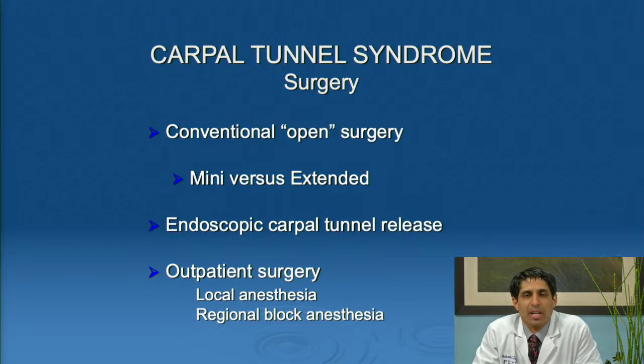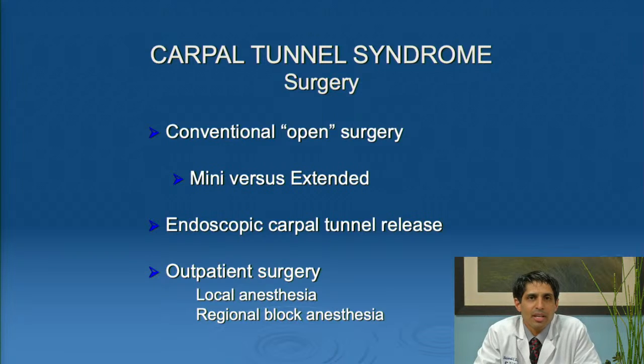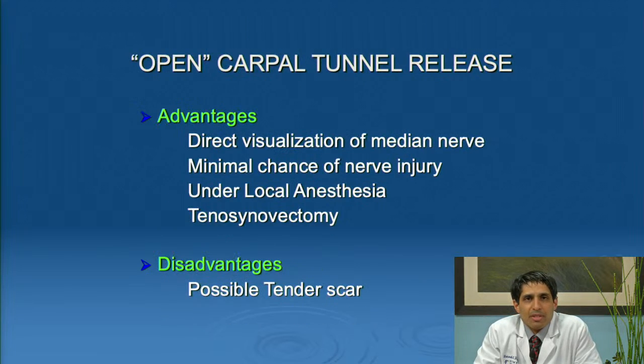So what are your surgical options? Well, there's the conventional open surgery approach, and there's a mini versus an extended incision. And we'll go over that as well. There are other options as well. It's called the endoscopic carpal tunnel release. All these things are usually done at an outpatient surgery center. Some can be done in a procedure room as well. And there are benefits to each one.